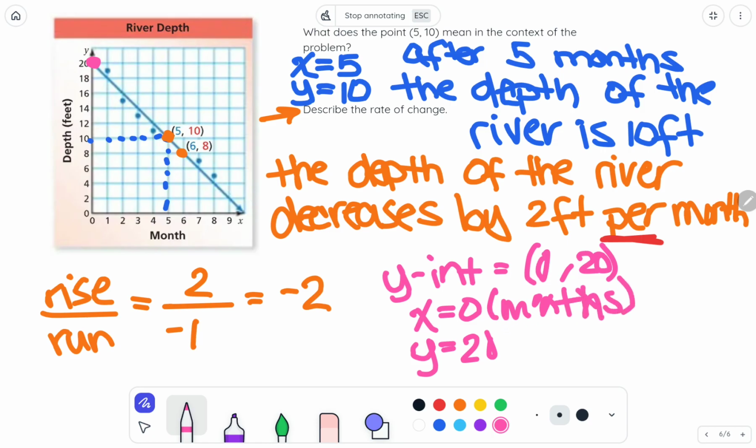X is months, and we know that our y is depth in feet. So what this means is that after 0 months, the depth of the river is 20 feet. That's what we would say is the meaning of our y-intercept, this point. At 0 months, the depth is 20 feet, and it's decreasing by 2 feet every month. That would be the meaning of our slope. So it starts off at 20 feet and goes down 2 feet every month.